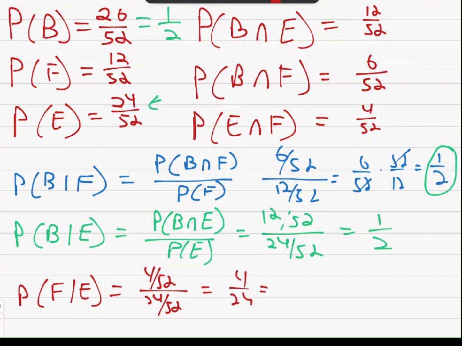Now I end up with sets that are not independent, right? So this is 1/6. The probability of F is 12 over 52, which is 3/13. And 3/13 is not equal to 1/6. So we know that F and E are not independent events.